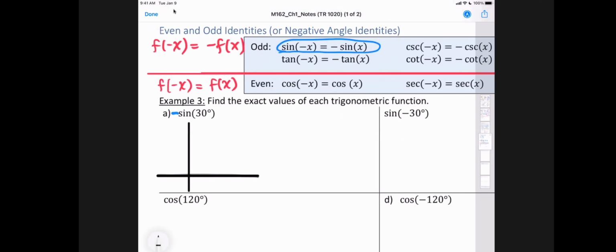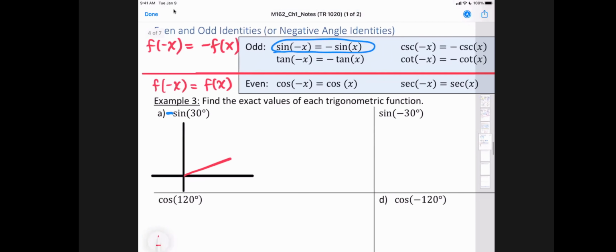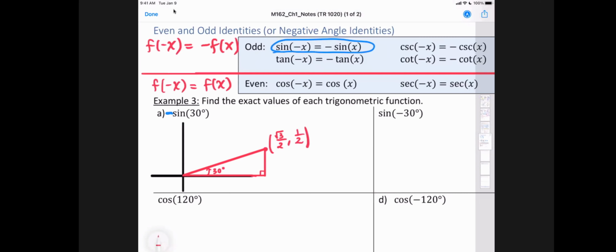So we map out a 30-degree angle. Here's positive 30 degrees. And we drop this down, create our right triangle. So we have this coordinate point is longer on X, root 3 over 2, shorter on Y, so it gets 1/2. And so our sine is going to be the Y coordinate, right?